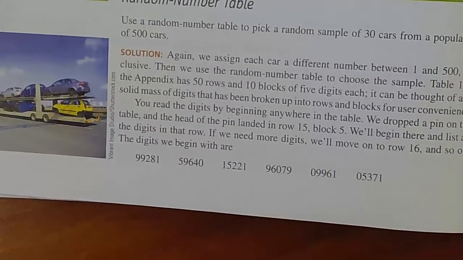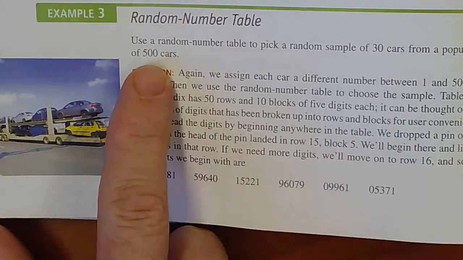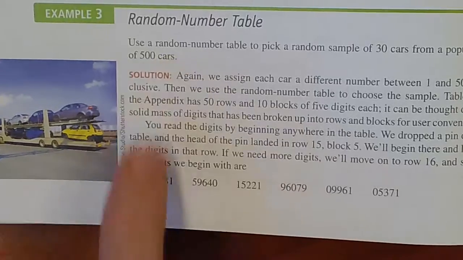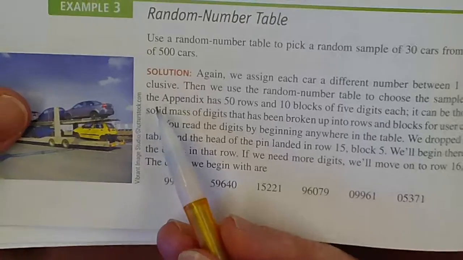So for example, to get a random sample of 30 cars from a population of 500, what you'd want to do is assign all cars a number from 1 to 500. And then what you do, pay attention to this, I got to grab 3 numbers at a time.